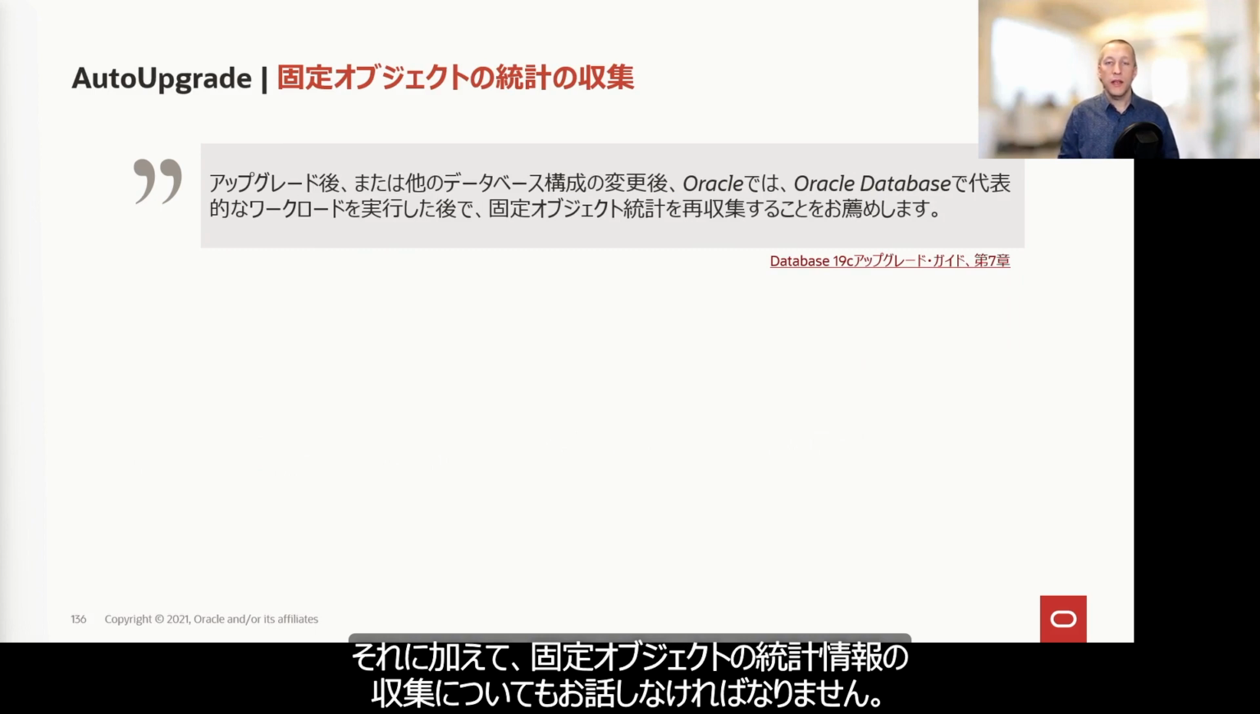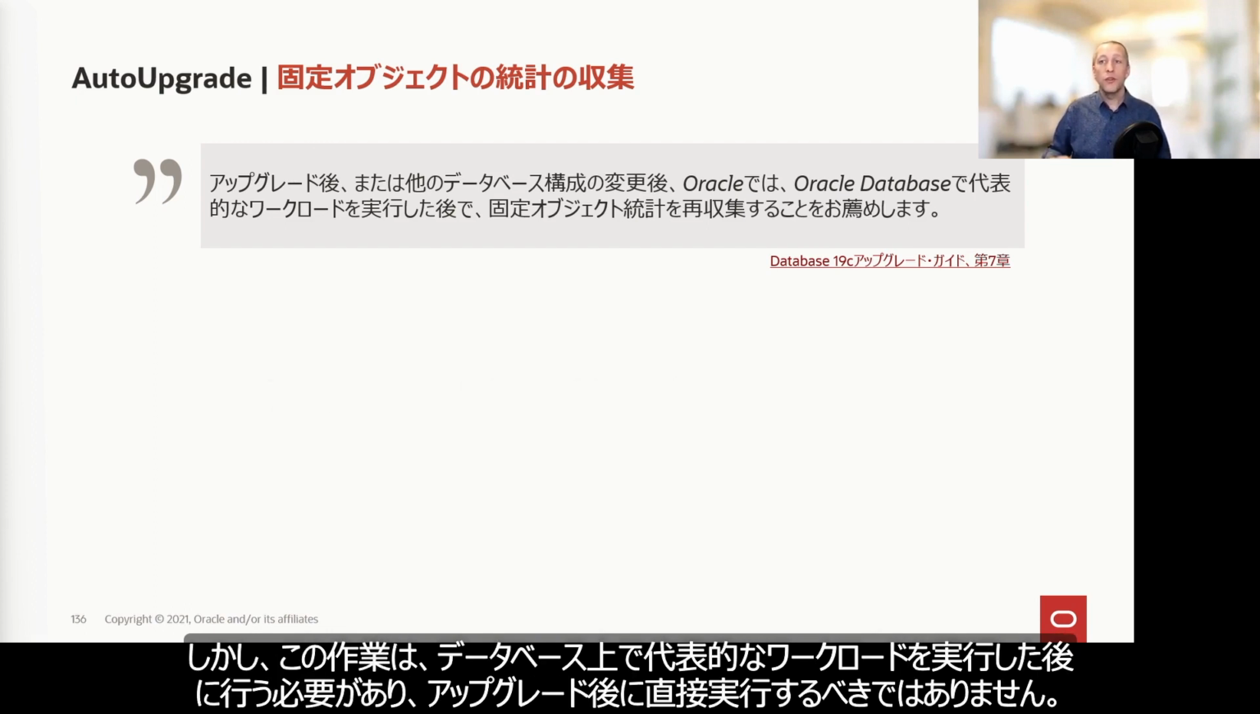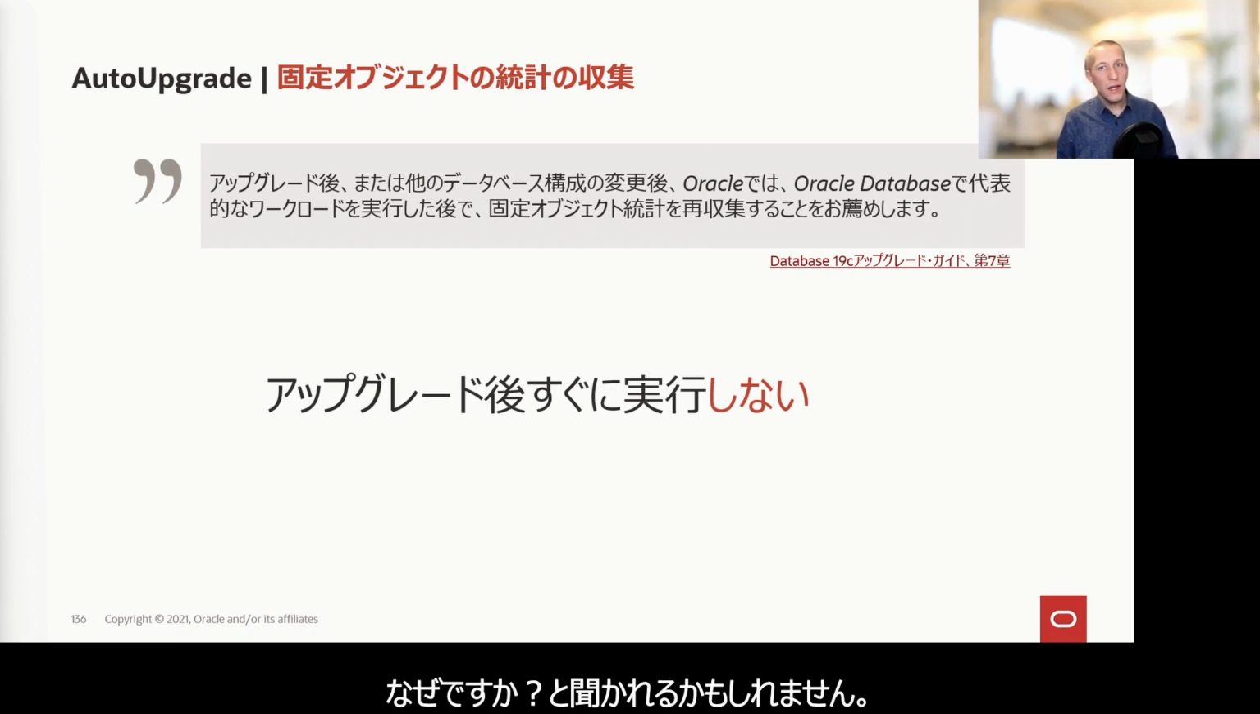In addition to that, we have to talk about gathering fixed object statistics. If you look in the upgrade guide, we have a very clear recommendation that tells you to gather fixed object statistics after the upgrade, but you have to do it after we've run a representative workload on your database. You should never run it directly after upgrade. Why is that, you might ask?